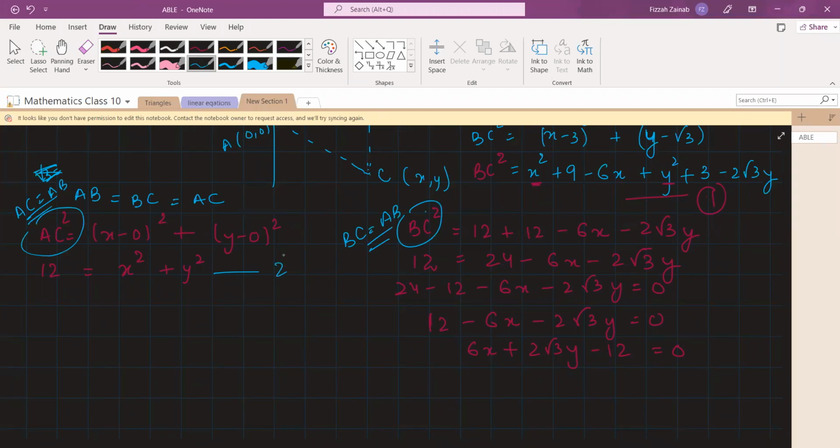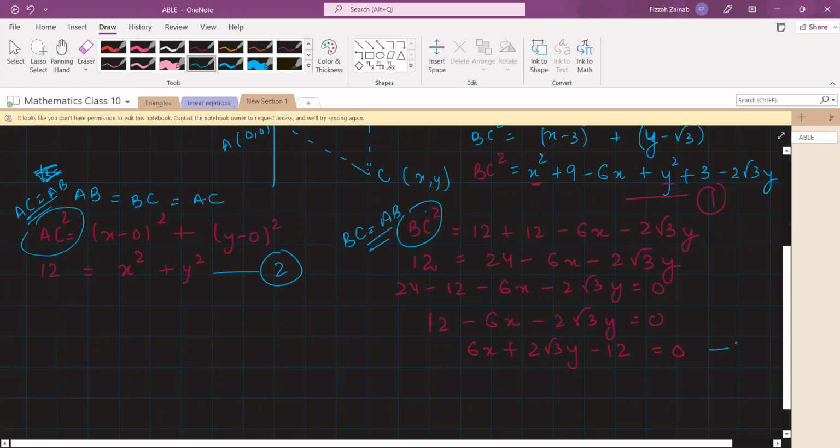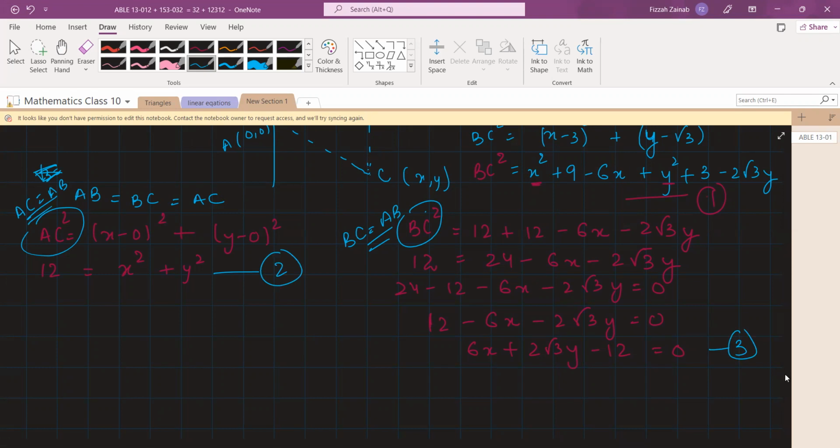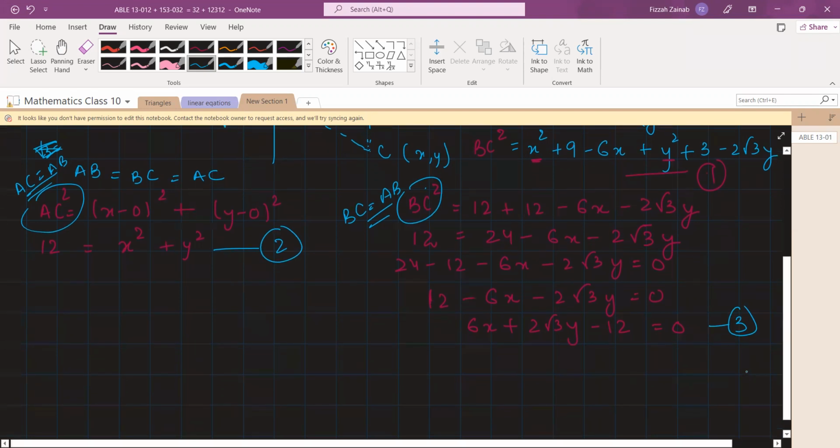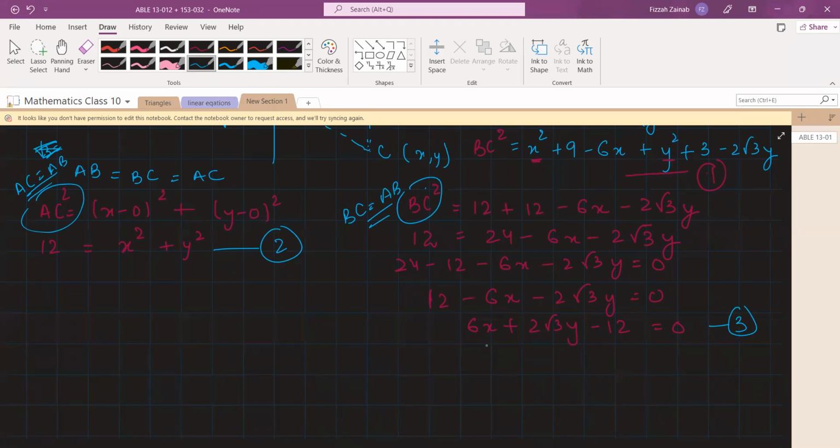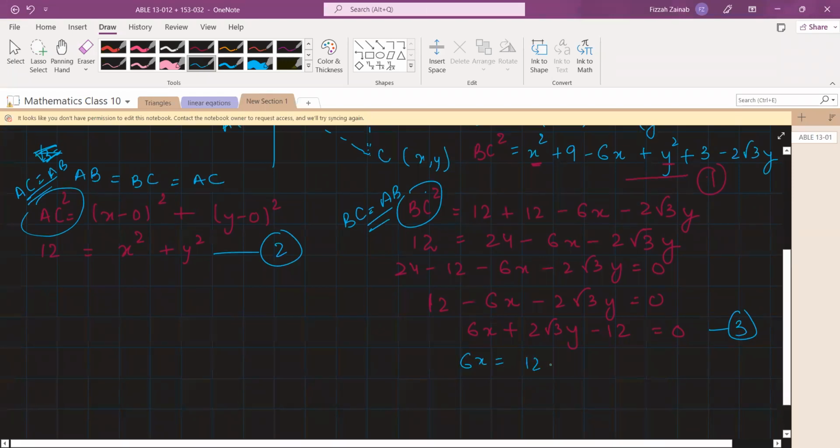Now this is another equation, 2, and let me call it 3. From 3 we can find the value of one variable and substitute in 2. Can we do that? Yes, ma'am. Okay, so let us find the value of x here. You have 6x is... Ma'am, we can take 2 as common, right? Yes, we can take 2 common, that's good.